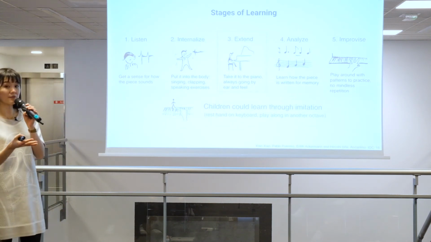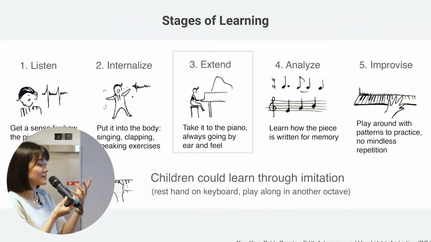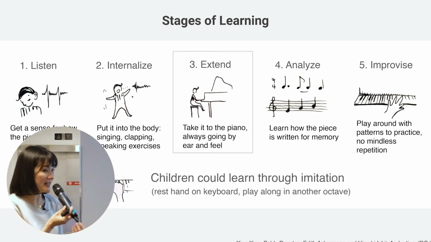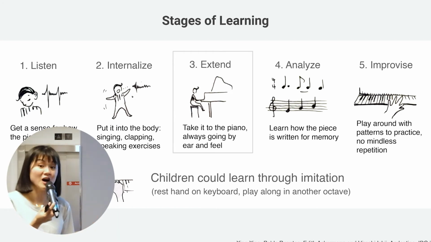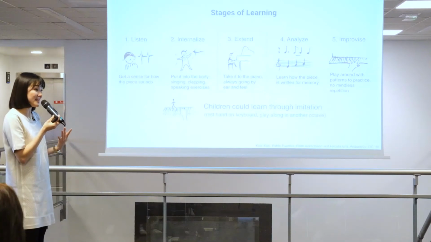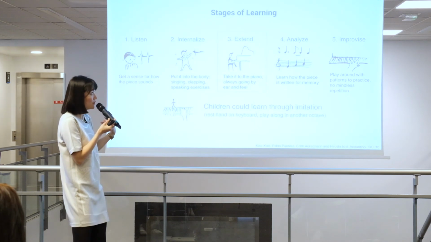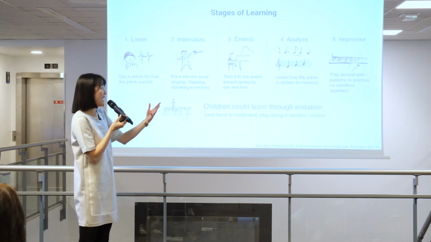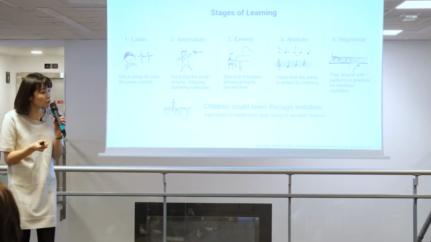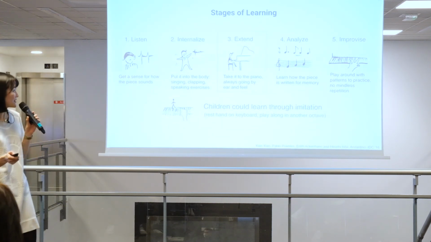And we came up with a framework for the way that he teaches his students, where you start off with something very concrete, where you listen, and then you try to internalize it by putting it into your own body, by clapping or speaking along with the music you're trying to learn. And only after you have a bodily understanding do you then take it to your instrument, but you're always going by what you hear and what you feel. And then only after that do you learn how to analyze the piece, and maybe afterwards you can even improvise. And we're thinking about how my system, Andante, can be integrated as part of this process.